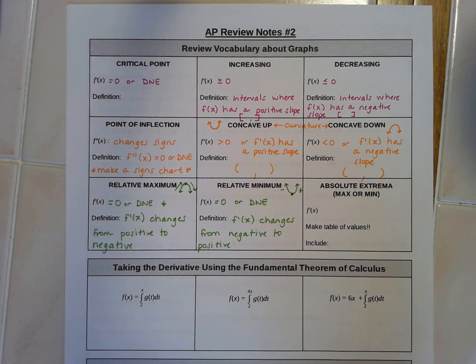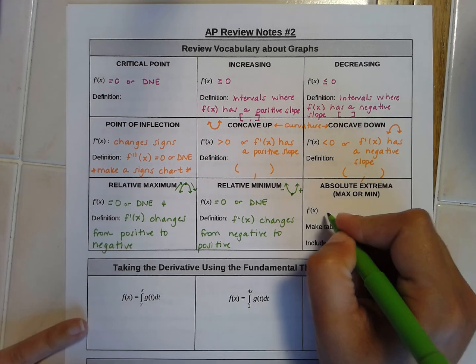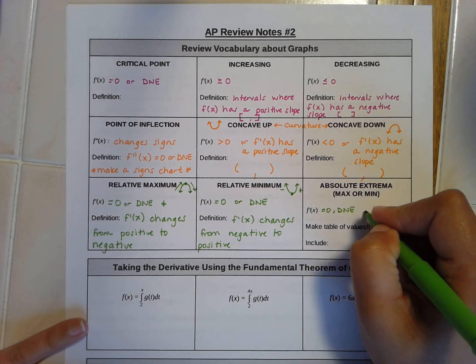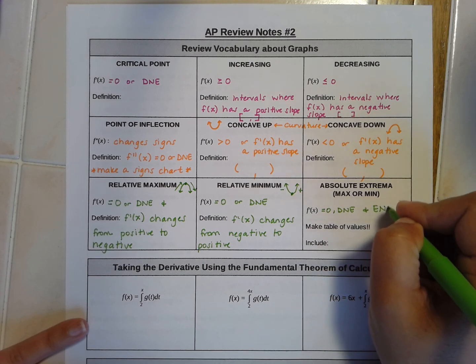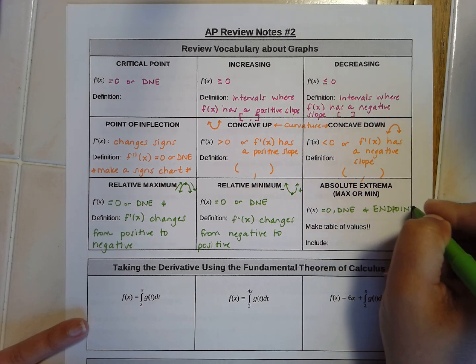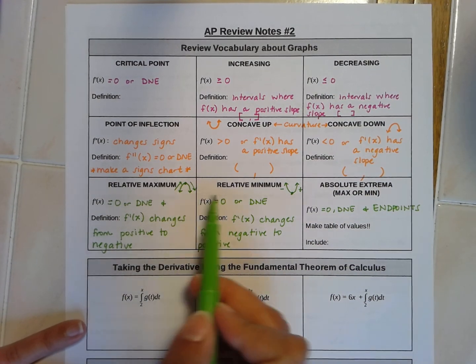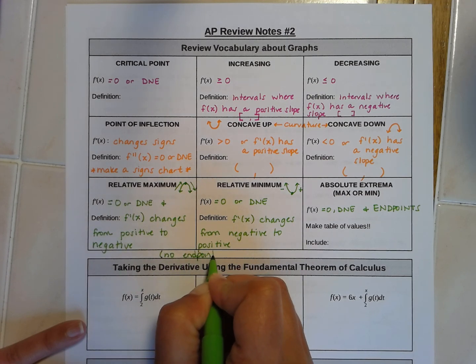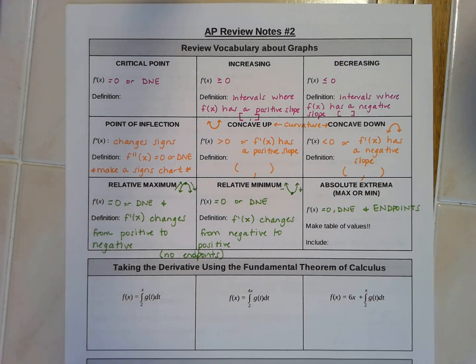Absolute extrema, so absolute maximum and absolute minimum, are a little bit different because now, in addition to considering the critical points, so the places where the derivative is equal to 0 or does not exist, we also have to consider the endpoints. Now, for relative max and relative min, we don't include the endpoints. We don't have to worry about where the function starts and stops. However, for absolute extrema, we do need to consider the endpoints. So it's important to remember that in addition to finding the places where the derivative is equal to 0 or does not exist, we also need to look at the endpoints of the function.